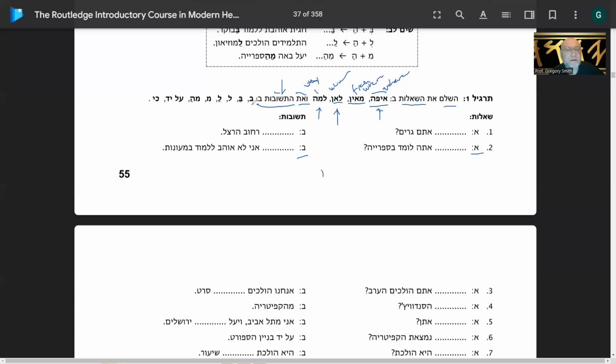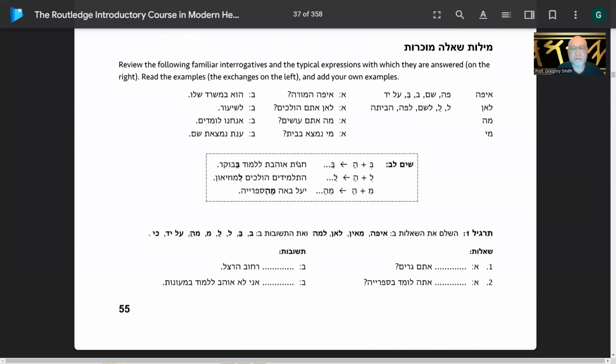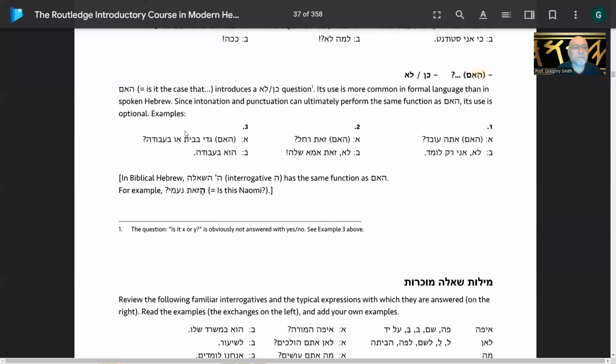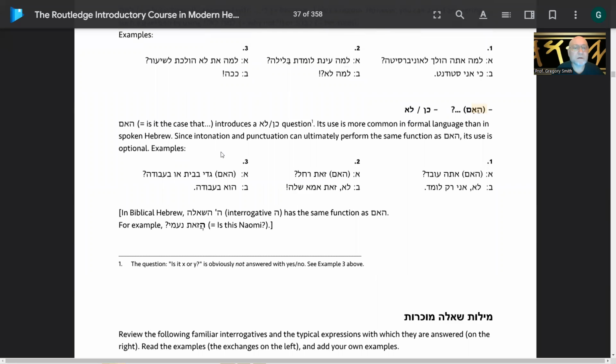Okay, so what do we have? We have the bet, which is in or with or on. We have ba, which is in the. Lama, which is to or for. La, which is to the. Mem, from. Meha, which would be like, I forget what that one is. If it's from, I think it's from what? Let me get back up here to where that's at.